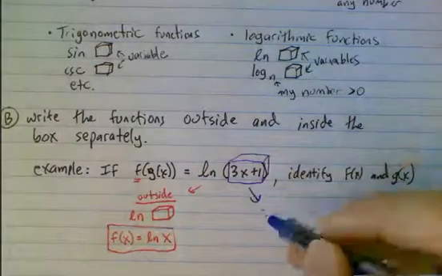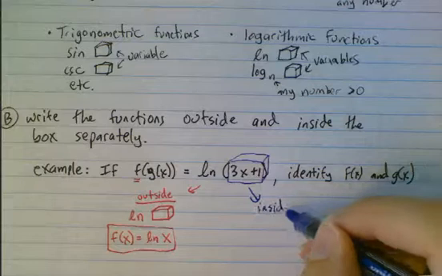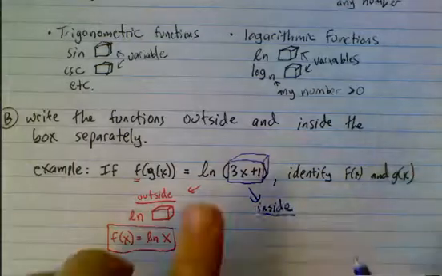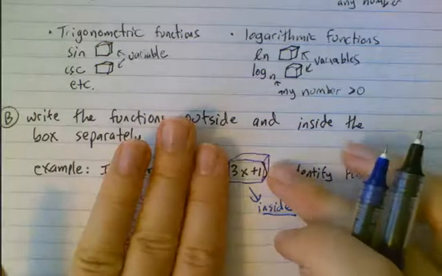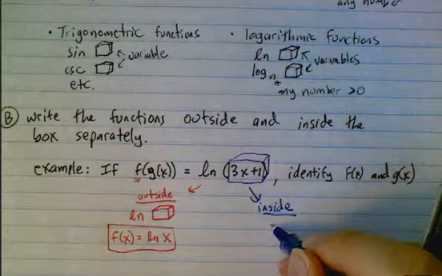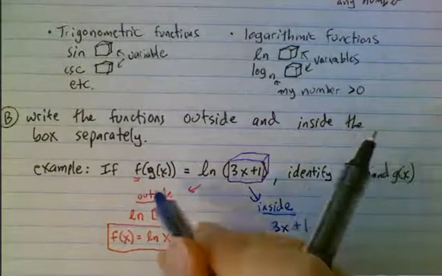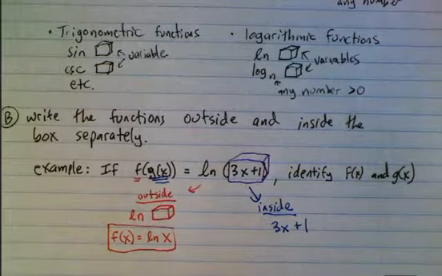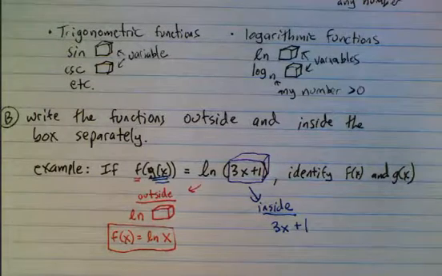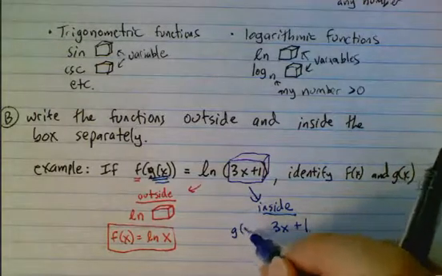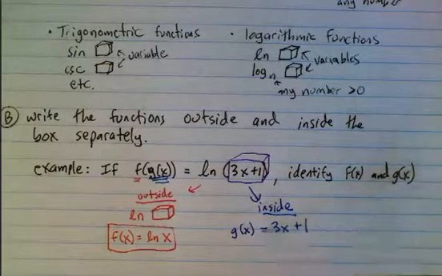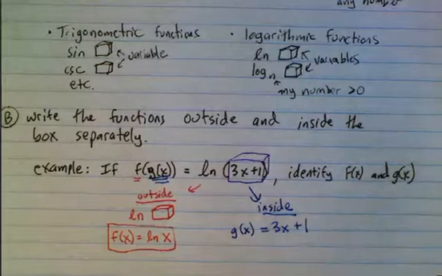And then I can also look at what's inside. So I'm just caring about what's inside that purple box there. I can see that that's 3x plus 1. There's already an x there. And notice that the inside function right here was g of x. So that means that g of x equals what's inside, 3x plus 1.